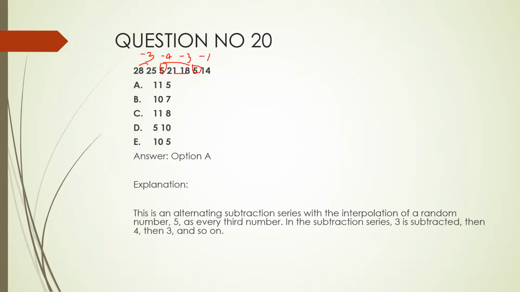So you got the pattern, right? Minus 3, minus 4. Then there is a constant. Then minus 3, minus 4. There's a constant. Next will be minus 3. So your answer is 14 minus 3, that will be 11. Then there will be a constant, that is 5. So the answer is A.